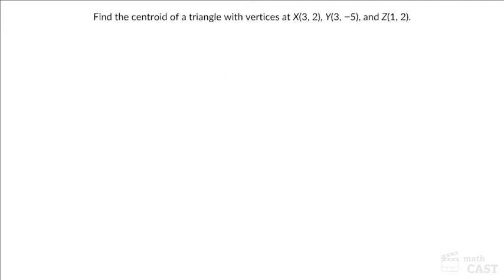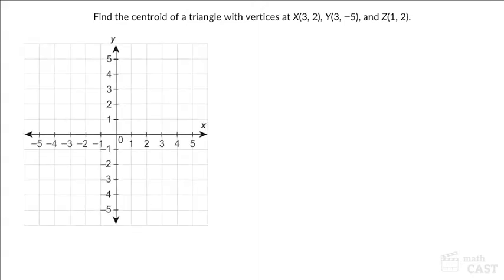Find the centroid of a triangle with vertices X at 3, 2, Y at 3, -5, and Z at 1, 2. Let's use a coordinate grid to plot the points. X at 3, 2, Y at 3, -5, and Z at 1, 2.